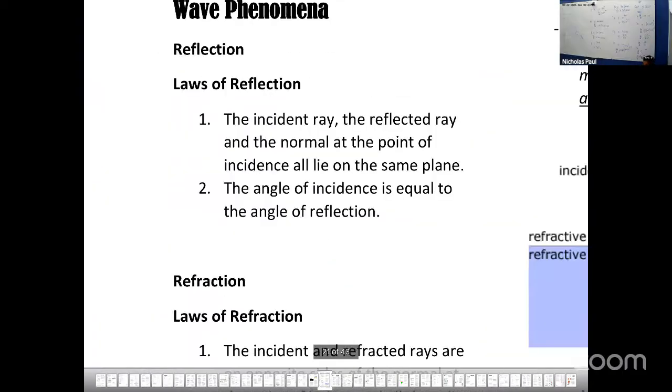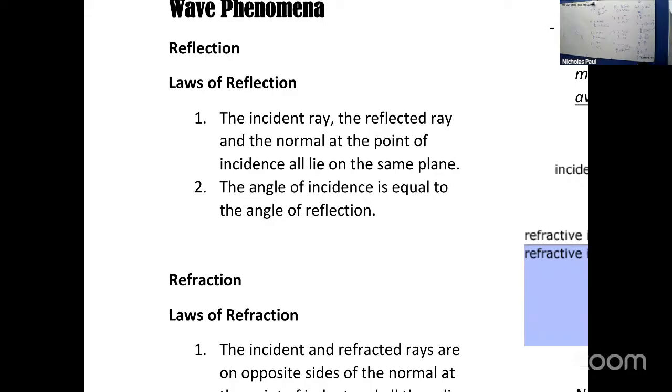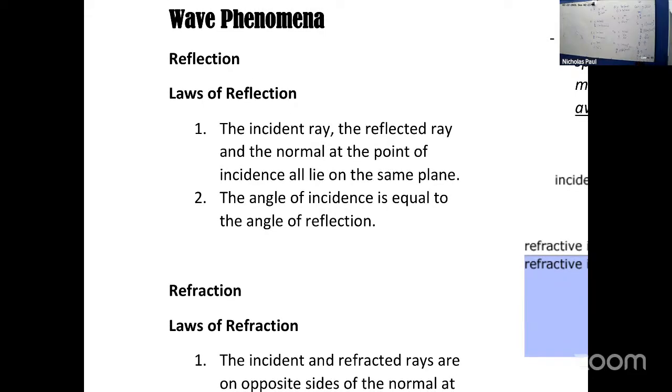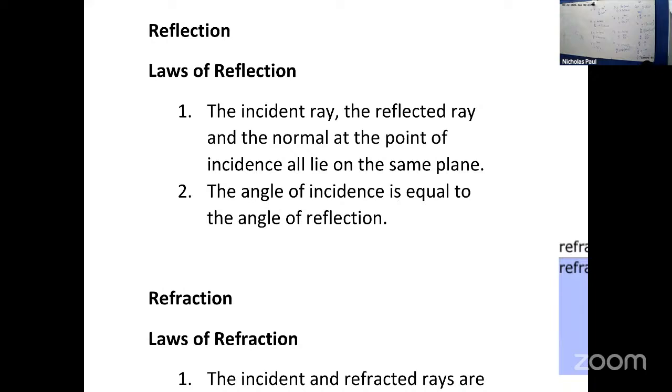All right, so let's run through the different wave parameters and the wave phenomena. What are the four things that waves undergo? The four things that waves undergo are reflection, refraction, diffraction, and interference. So let's just run through the Form 5 stuff here.